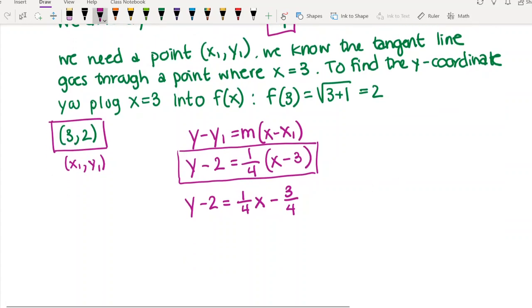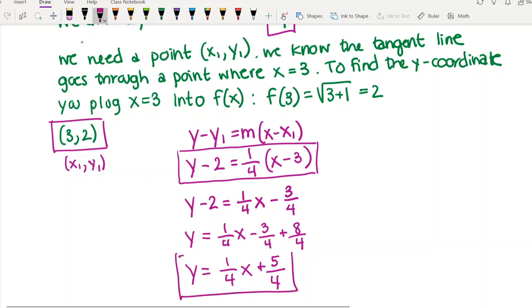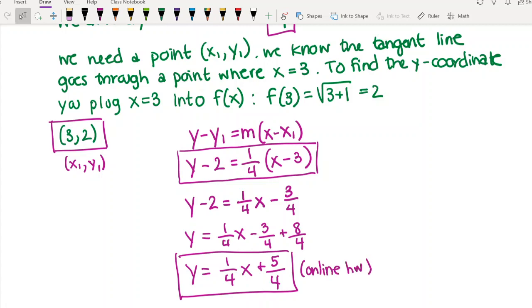Okay, so now we can just add this 2 to both sides. So we get y is equal to 1/4 x minus 3/4 plus 2. And then 2 can be written as 8/4. So y is equal to 1/4 x plus 5/4. So that's what you would want to do for the online homework. They want you to write it, I believe, in that form. Okay, so we're pretty much done.